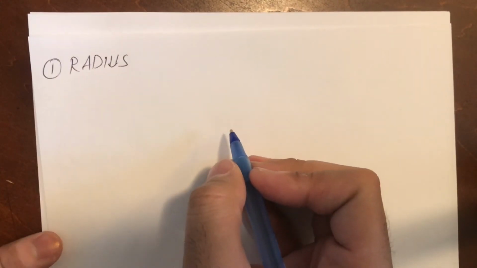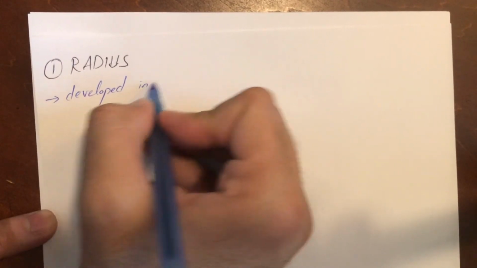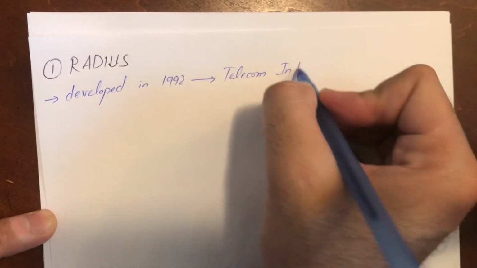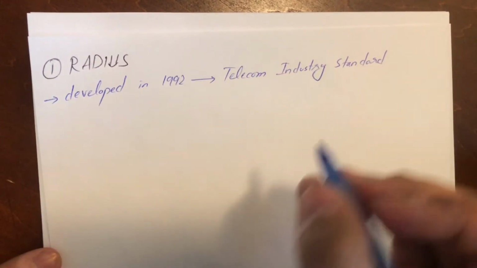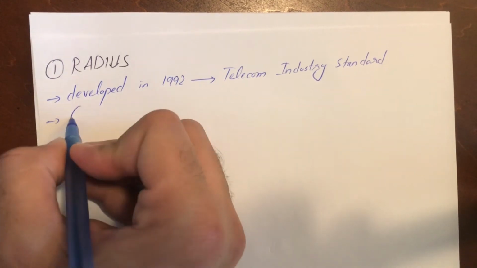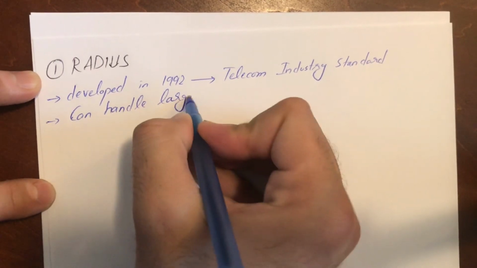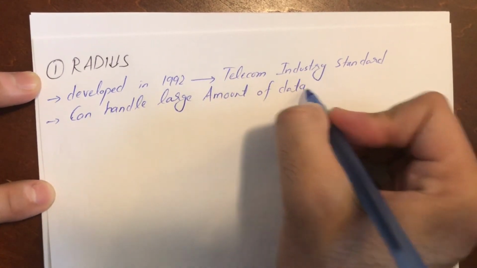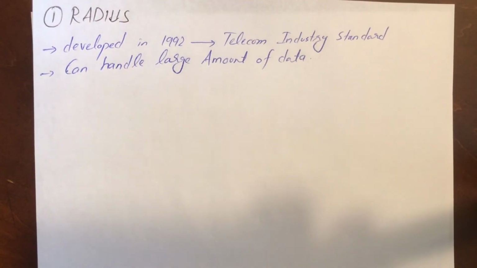Radius, this particular authentication system, was developed in 1992 and it became a telecom industry standard. The best part of Radius is it can handle a large amount of data. So many users can be handled, and we still use that particular model in our captive portal approach.